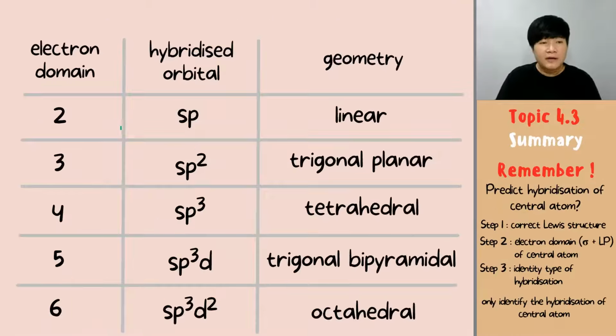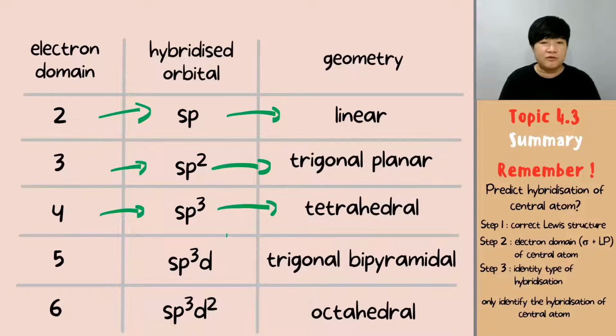Alright, a kind reminder over here: this is the electron domain and its hybridization with the correct geometry. We have talked about this in your previous video. This is just to recap your memory, just to make sure you know all this. We have talked about how we get the electron domain and how we determine the hybridized orbital and the geometry in the previous video.